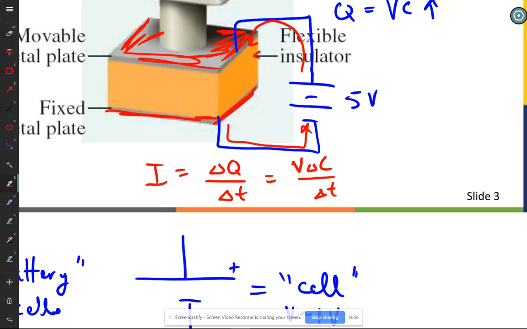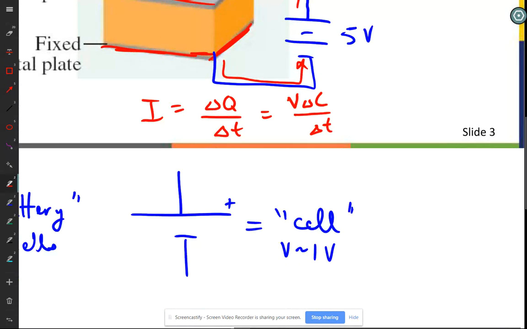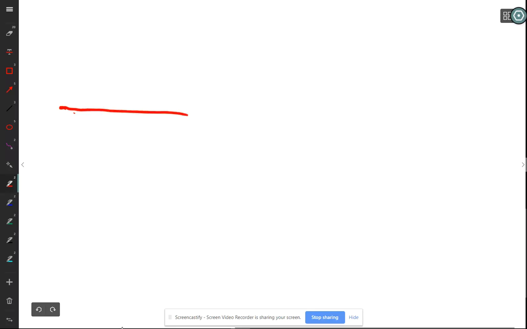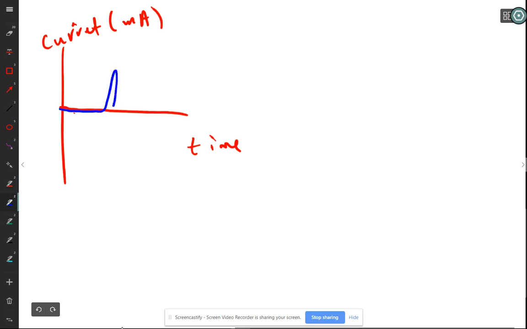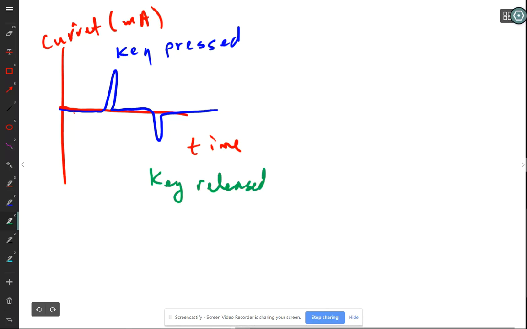So if you are looking at the current, which is what is done with this kind of keyboard, you see the current is 0. So we'll have current on this axis in milliamps, time on this axis. The current is 0. Then all of a sudden you have a spike here where the key was pressed, and a negative spike where the key was released. And so the keyboard actually is operated by looking for those spikes.